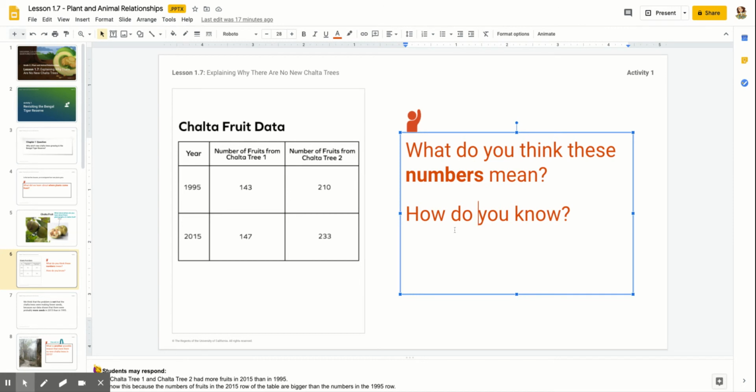So here's your second stop and jot. You're going to take a few seconds and think about this information. What do you think these numbers mean? And how do you know?